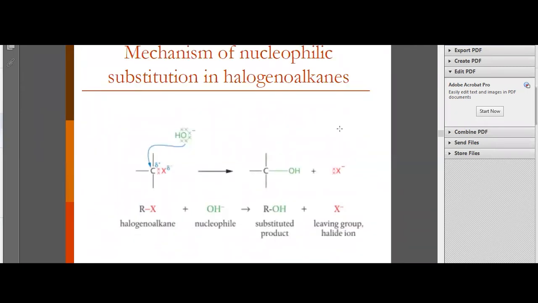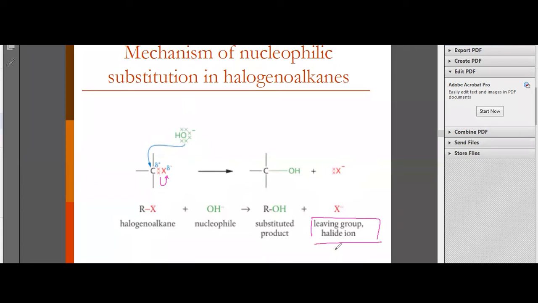This is the general mechanism of nucleophilic substitution. The lone pair from the nucleophile will attack the positive region of the halogenoalkane, which is the C connected directly with X. Then the C-X bond will break to release the X minus. We call the X minus the leaving group because it leaves the halogenoalkane molecule.